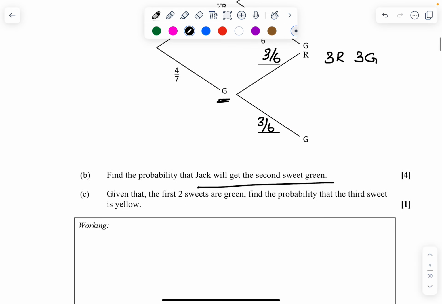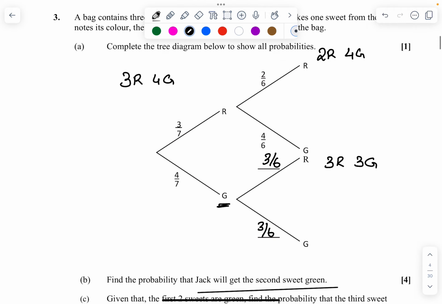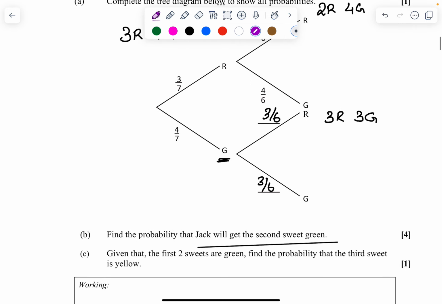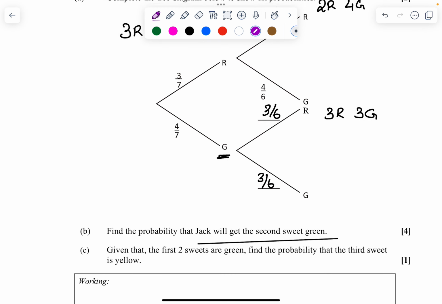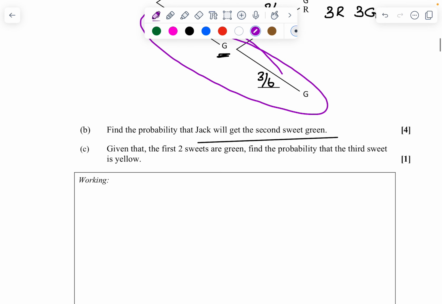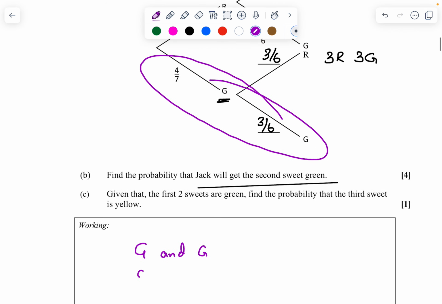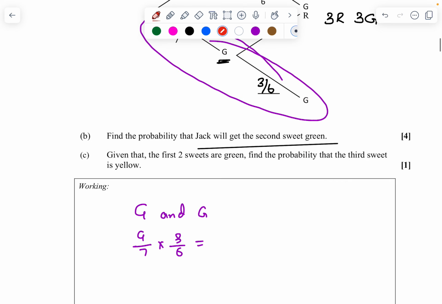Find the probability that Jack will get a second green sweet. So the second sweet is green. He should be getting the second green sweet, which means the first sweet also is green and the second sweet is also green. So therefore, it's going to be green and green. So it's going to be 4 upon 7 times 3 upon 6, which is nothing but what? 3 times 1, 3 times 2, and again 2 times 1, 2 times 2. So it's going to be 2 upon 7.